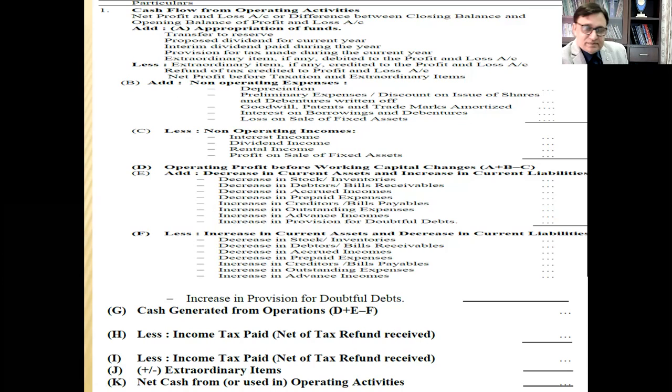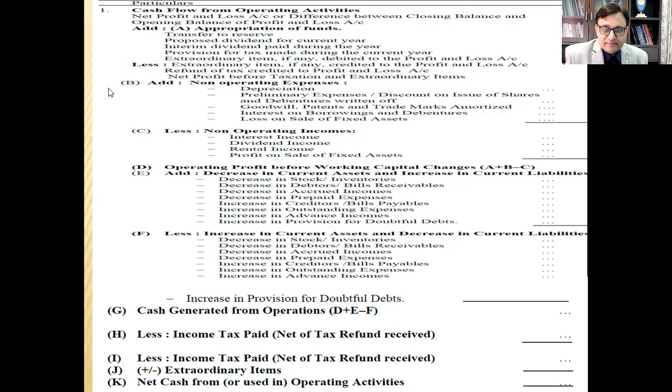Similarly, preliminary expenses, which are shown on the asset side, and discount on issue of shares, which is shown on the asset side of the balance sheet, if these are written off over a period of time and this charge has been made to the debit side of the profit and loss account, they are added back. Similarly, debentures written off and discount on issue of debentures written off will also be added back. Similarly, goodwill, patents, and trademarks which may be amortized over a period of time, if debited to the profit and loss account, will also be added back.